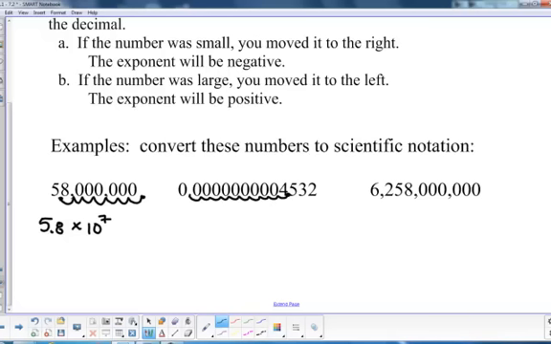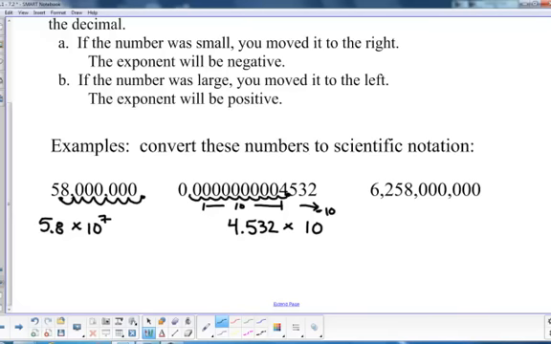It's 10 spaces. So this first number is a number between 1 and 9.9, and then times 10 to the 10th. These 10 spaces is that 10 right there. So if I'm looking at this now, if this is 10 to the 10, that would be a huge number. So this 10 needs to be negative because that number is a very small number.